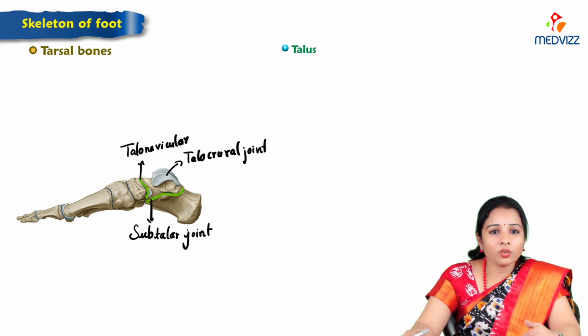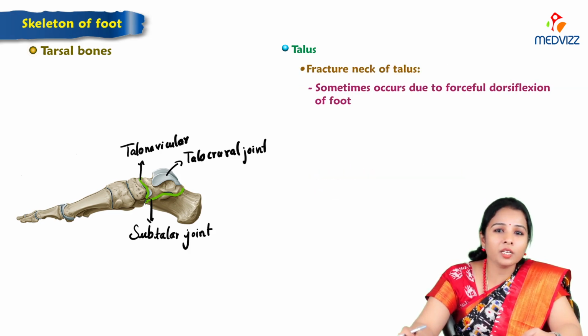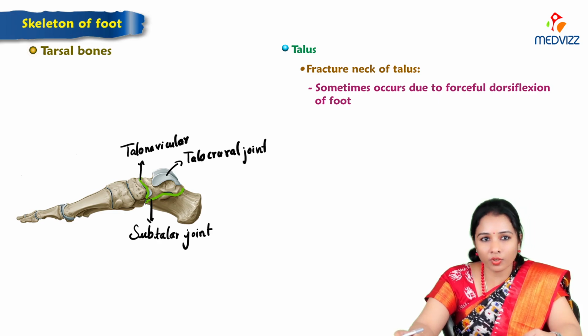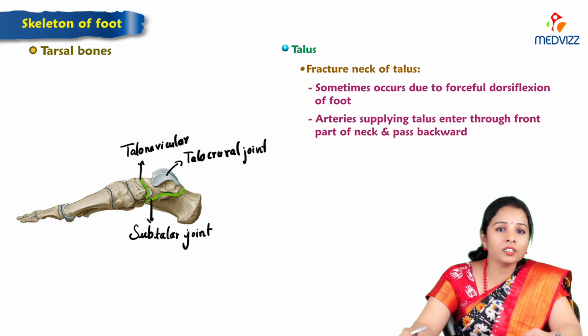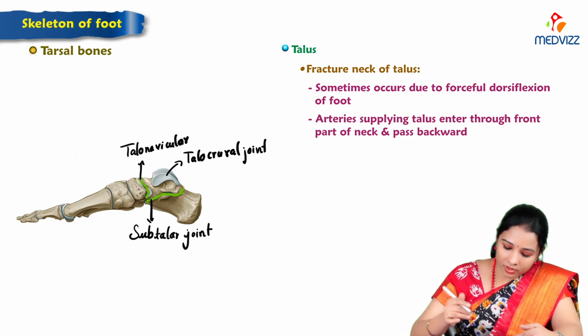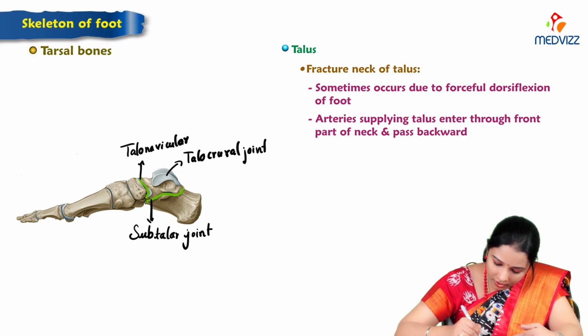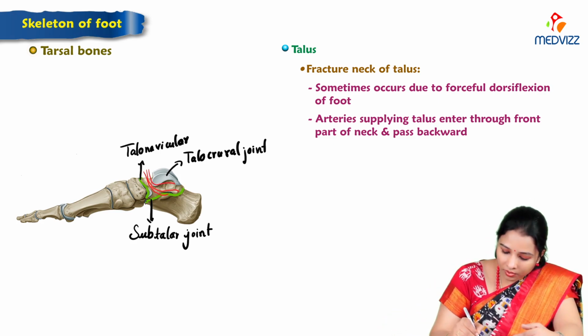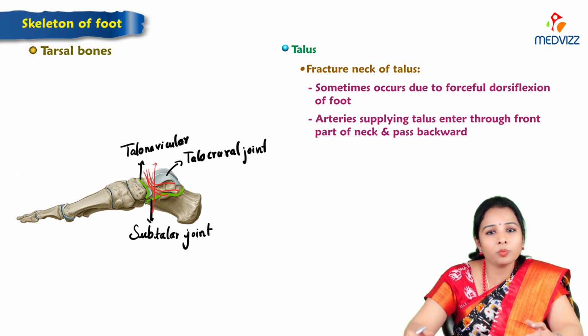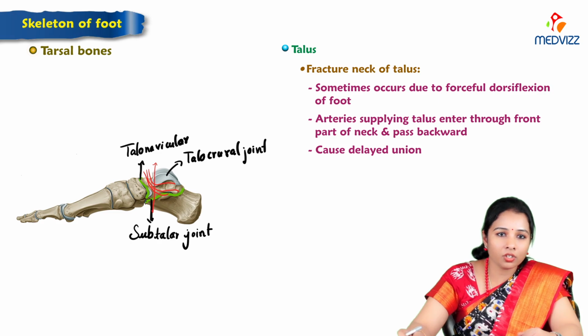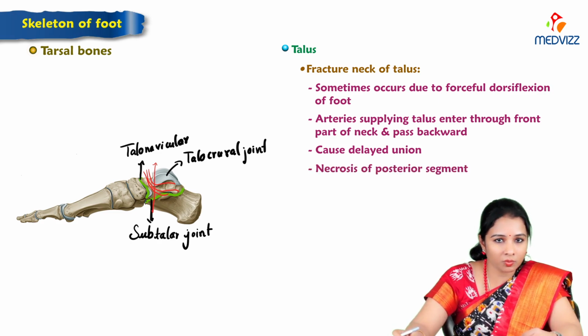So next one about the clinical correlation. Fracture of the talus neck sometimes occurs due to forceful dorsiflexion of the foot. The arteries supplying the talus enter through the front part of the neck and pass backward. So the arteries from here, they enter like this, they go towards the posterior side of the talus. So if there is a fracture in the neck of the talus, what happens? The posterior part of the talus won't have any blood supply, resulting in delayed union or necrosis of the posterior segment of the talus.